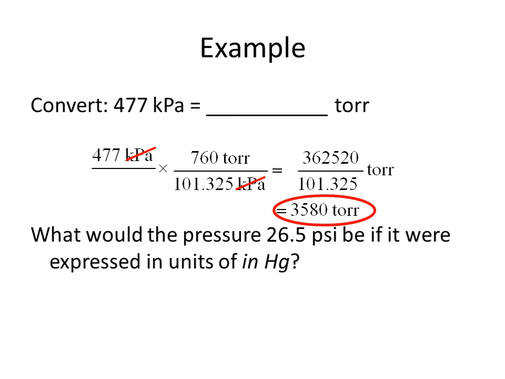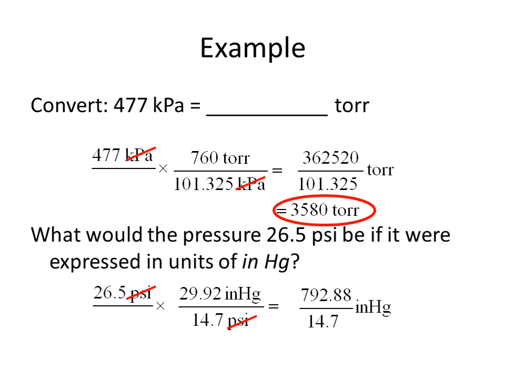When we set this problem up, we're starting with 26.5 pounds per square inch, and we're converting to inches of mercury. So your conversion factor would have 29.92 inches of mercury on top and 14.7 psi on the bottom in the denominator. Pounds per square inch cancel. Simplifying, it's 792.88 in the numerator, 14.7 in the denominator. Again, we're limited to 3 sig figs by the original measurement, and when we solve and round off with proper number of sig figs, you should come up with an answer of 53.9 inches of mercury.